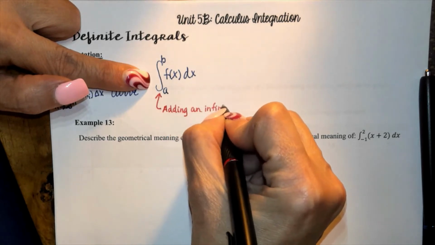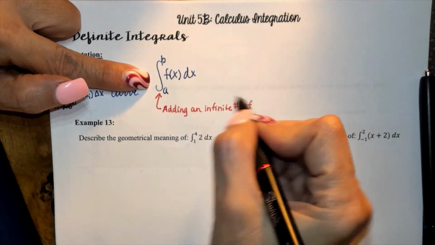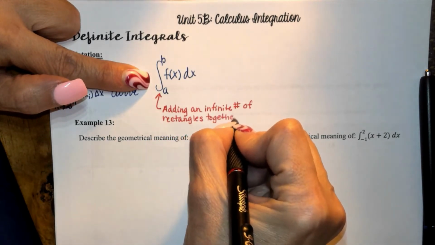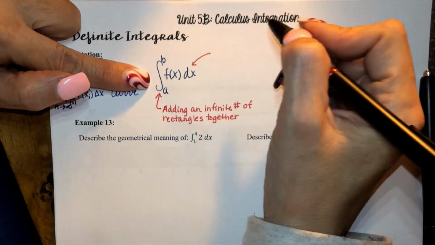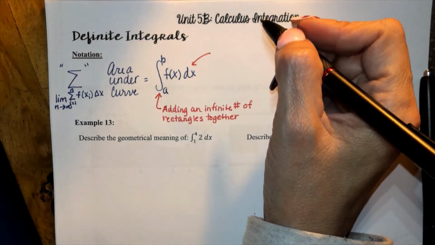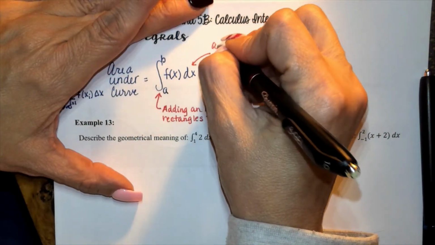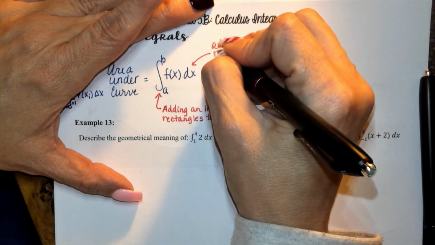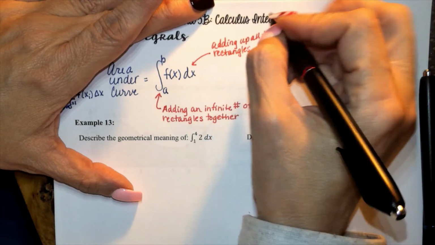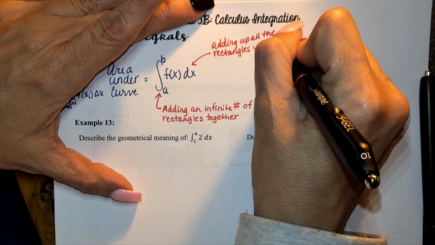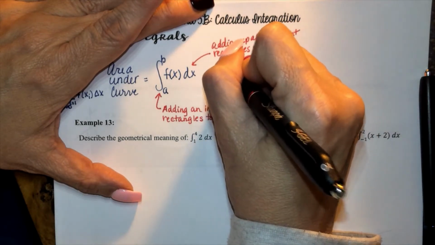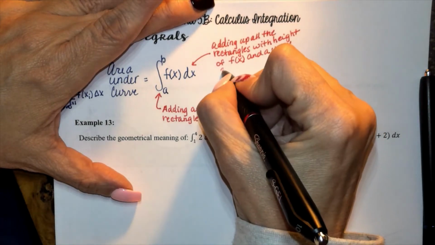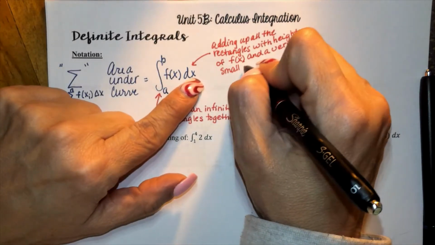Adding an infinite number of rectangles together. And the dx, adding up all the rectangles with height of f of x and a very small width from A to B. I'm sorry, not dx, but this whole thing in here. Adding up all the rectangles with height f of x and a very small width. That's the dx part.